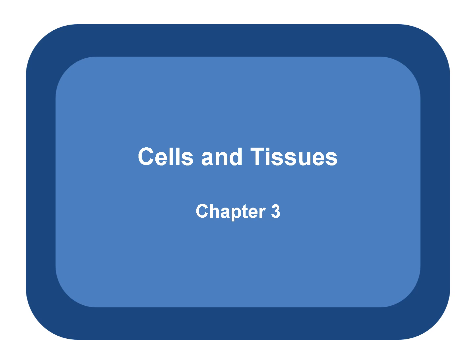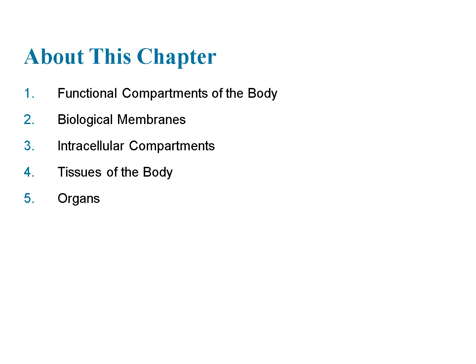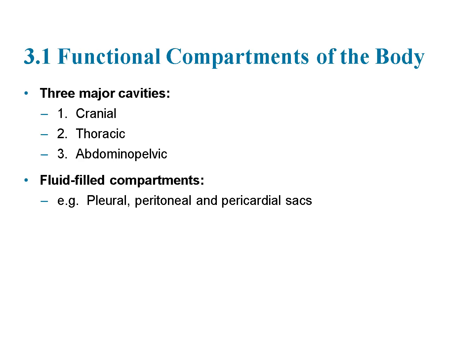Chapter 3: Cells and Tissues. Let's discuss functional compartments of the body. Alright, let's take a look at how the body is organized into different compartments. Think of these as the body's natural sections, each with a specific role.